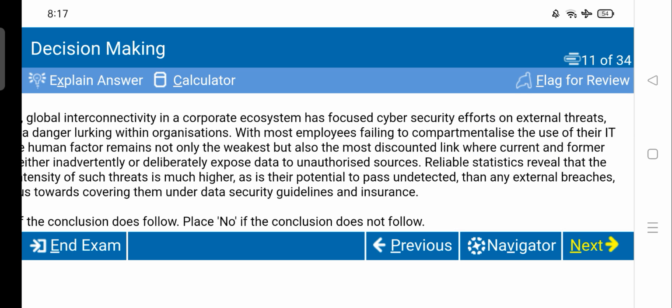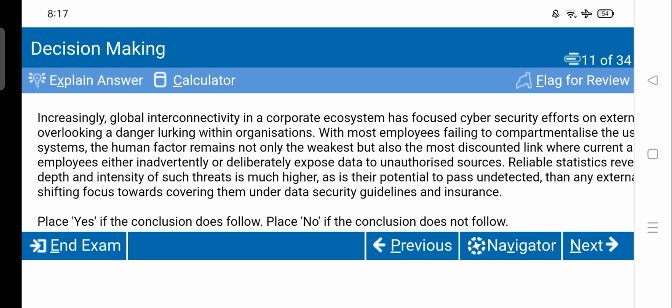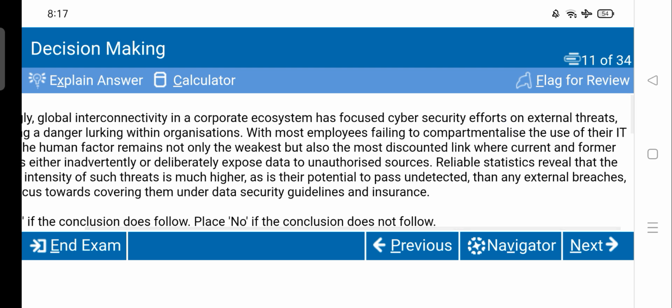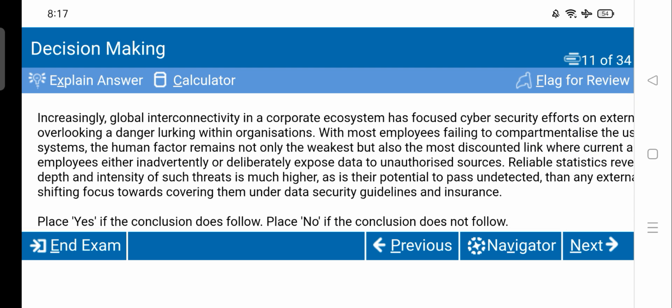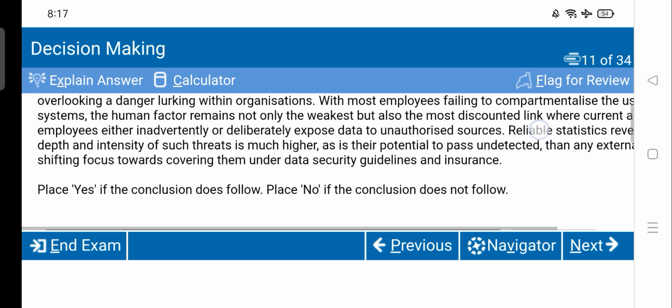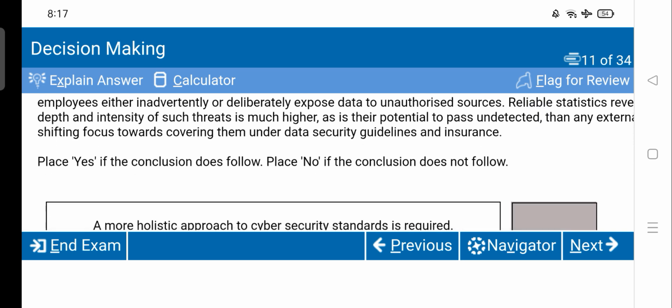Reliable statistics reveal that the depth and intensity of such threats is much higher, as is their potential to pass undetected, than any external breaches, shifting focus towards covering them under data security guidelines and insurance. Place yes if the conclusion does follow, and place no if the conclusion does not follow.